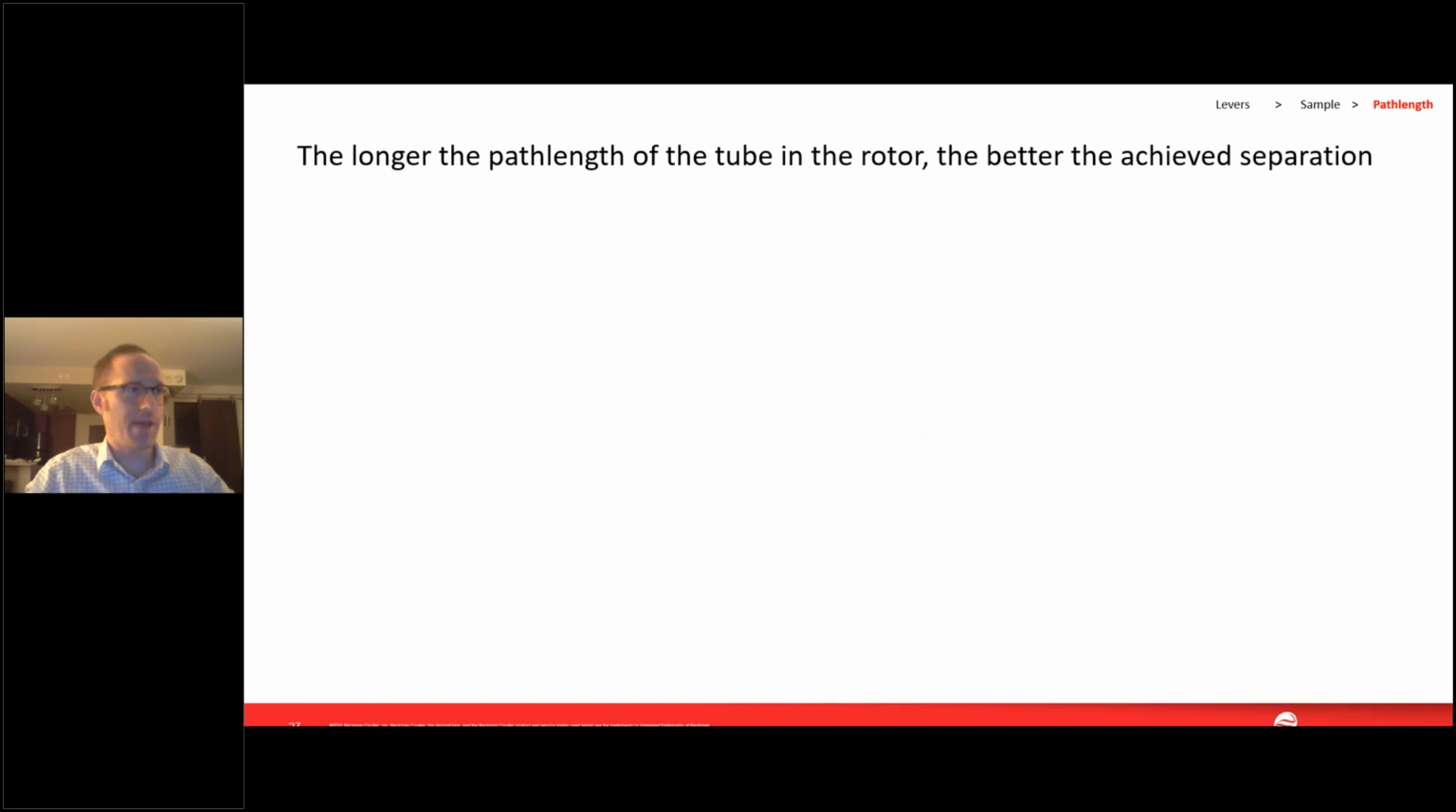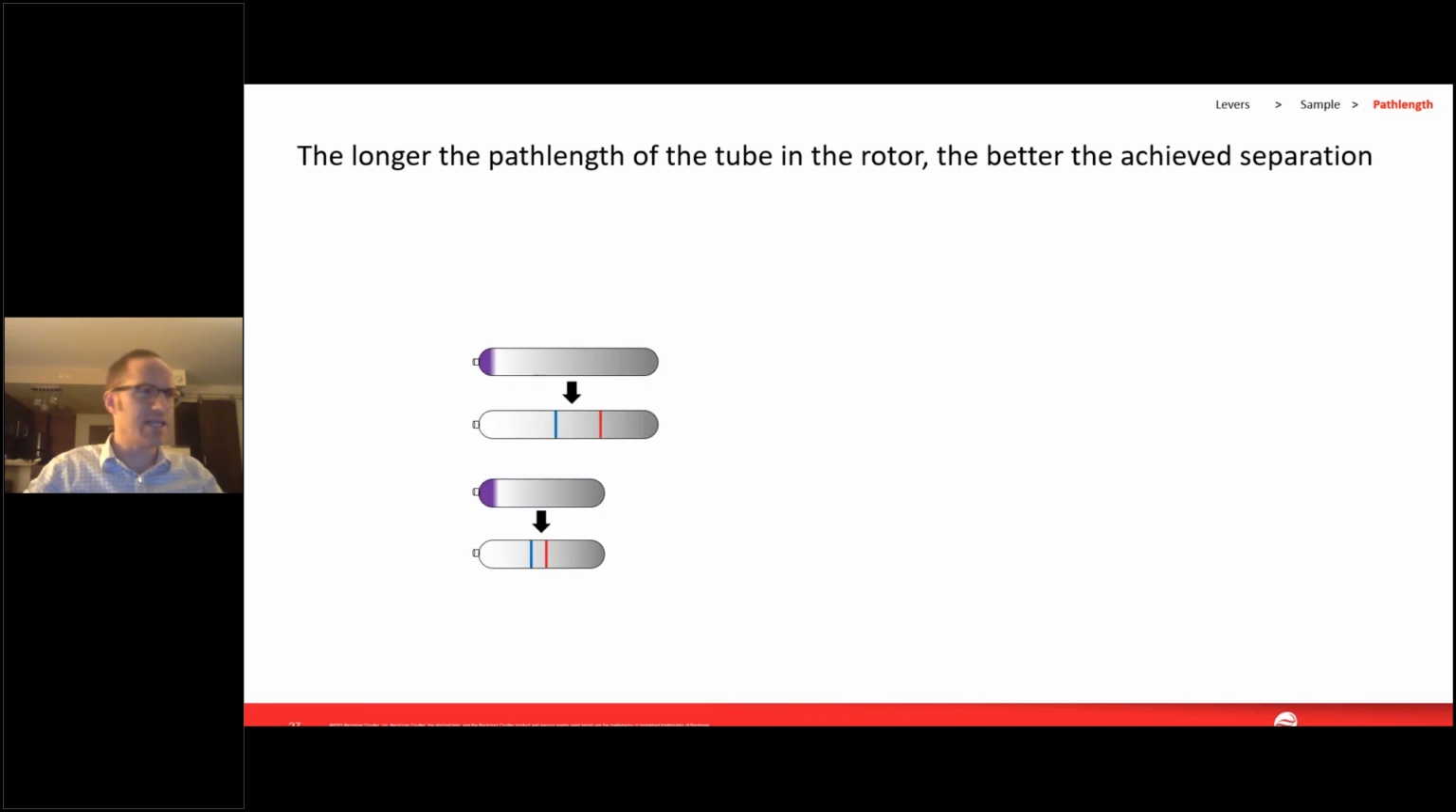Proteins and protein aggregates is going to be the same thing. Okay, let's talk about path length here. Right now, the longer the path length of the tube and the rotor, the better the achieved separation. This is the same principle as old school sequencing gels, right? The longer the gel, the better the separation. It's just because you're allowing more time.